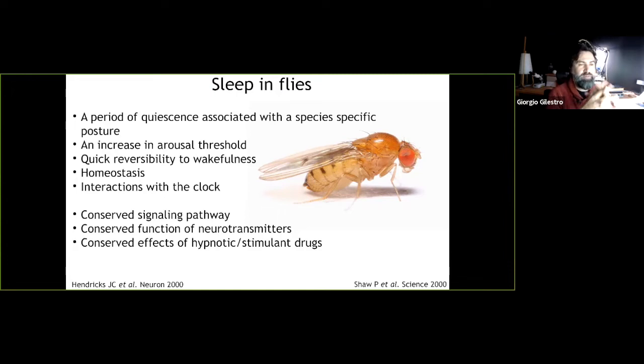Homeostatic control basically means that, like in humans, also flies, if they stay up all night because they go to a party or because they have to study, then they'll be more tired the day after. On the other hand, if they have an extra long nap in the afternoon, they will have a bit more of a hard time falling asleep during the evening. And finally, all this shows interaction with the circadian clock. You also get some bonus aspects like conserved signaling pathways, in general conserved pharmacology, meaning that if you give drugs to melanogaster that are known to elicit or inhibit sleep in humans, you will see the same thing in flies.